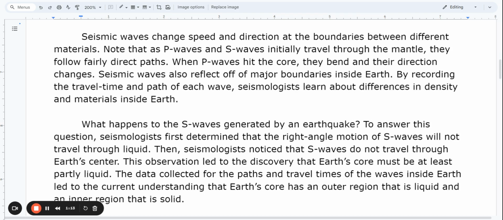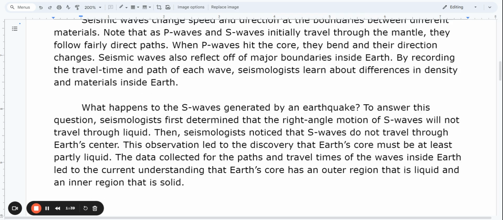Note that as P waves and S waves initially travel through the mantle, they follow fairly direct paths. When P waves hit the core, they bend and their direction changes. Seismic waves also reflect off major boundaries inside Earth. By recording the travel time and path of each wave, seismologists learn about differences in density and materials inside Earth.